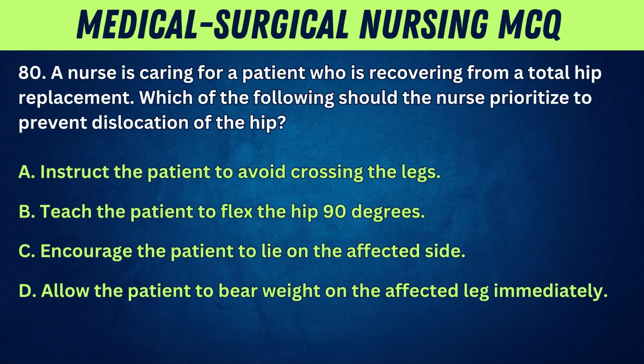80. A nurse is caring for a patient who is recovering from a total hip replacement. Which of the following should the nurse prioritize to prevent dislocation of the hip? A. Instruct the patient to avoid crossing the legs. B.